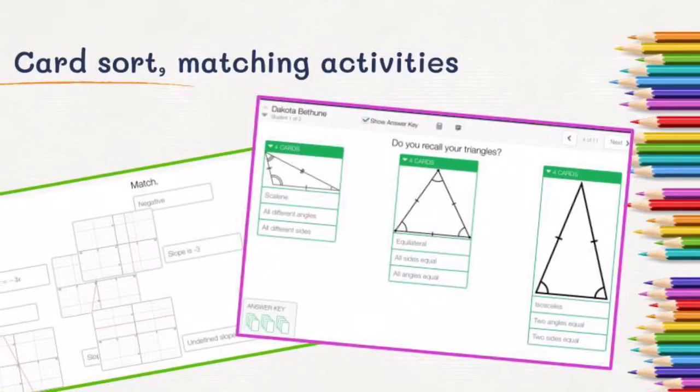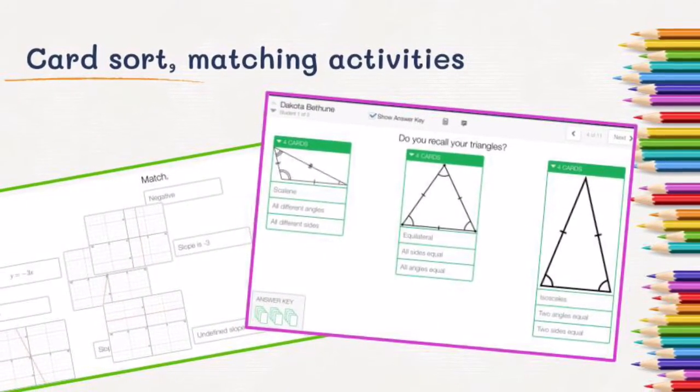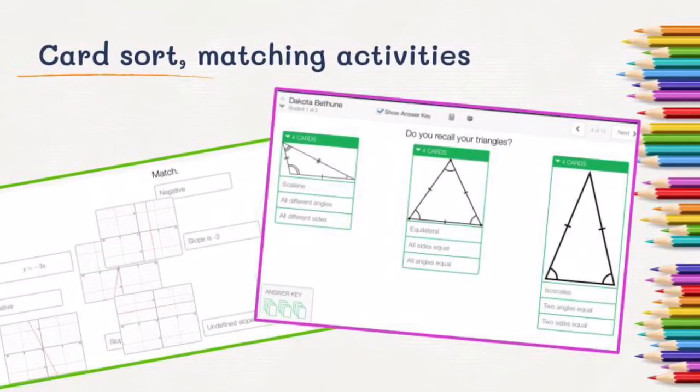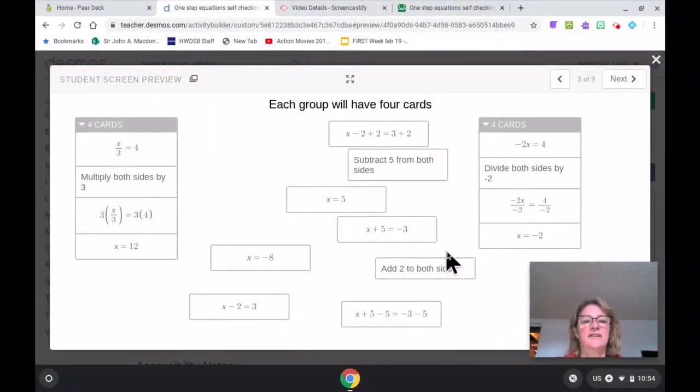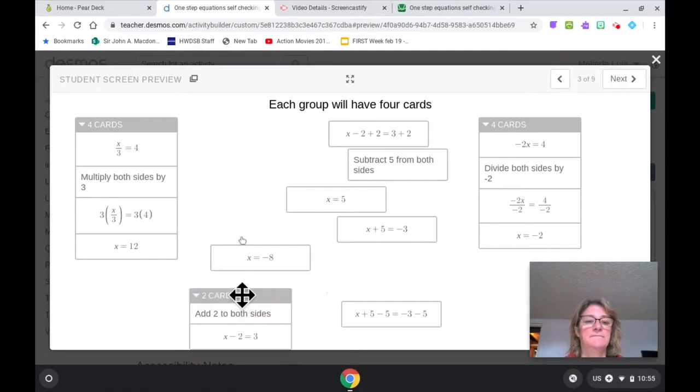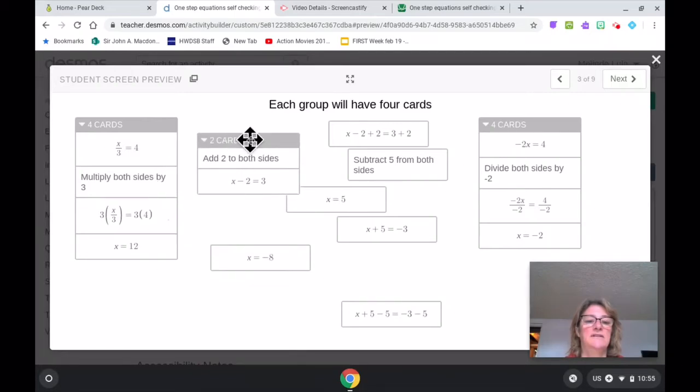Another way for students to practice valuable skills is through the card sort or matching activities that are available in Desmos. So to see card sort in action, I've got a student screen up here, and I've already done 2 groups. So really what you do is you sync the questions into each other. So this question here, x minus 2 equals 3, I know I need to add 2 to both sides is my first step. And then they sync in. I'm going to pull it up here. After I add 2 to each side, it looks like this.